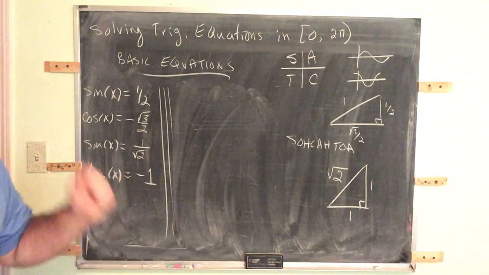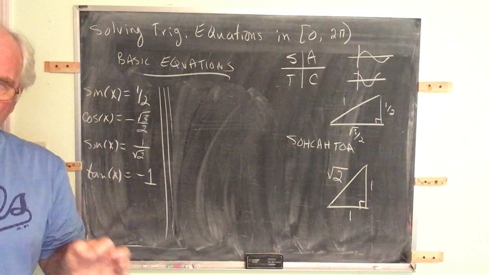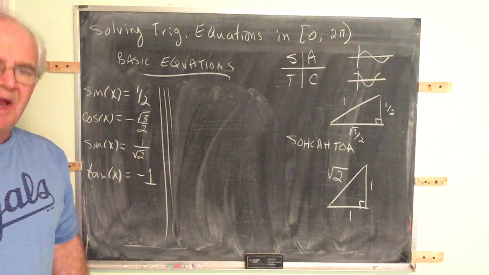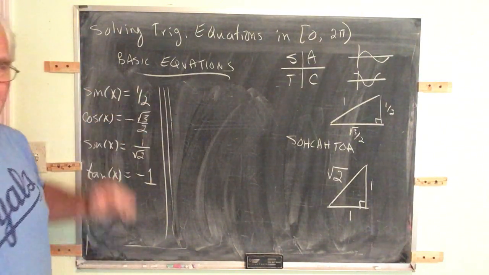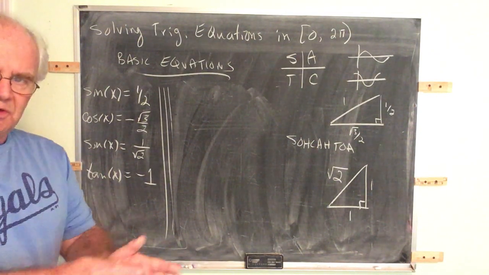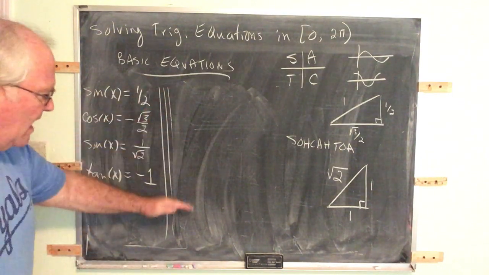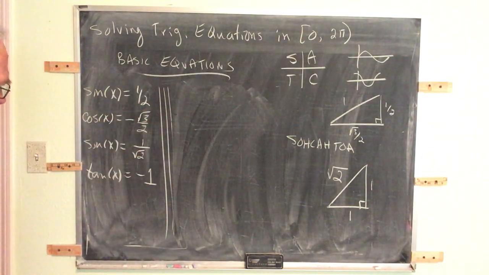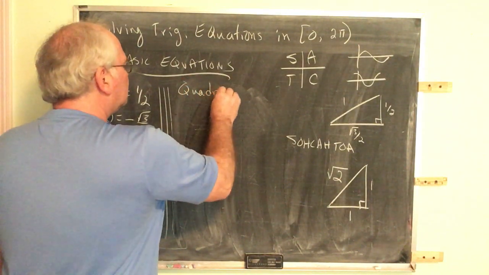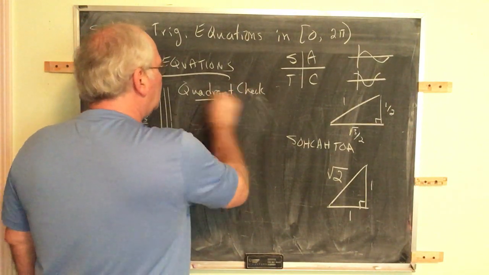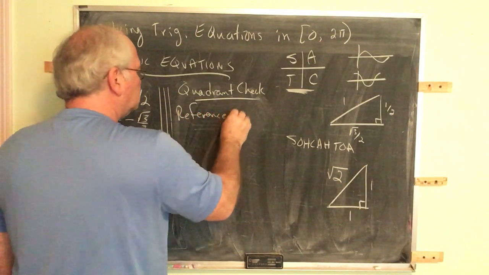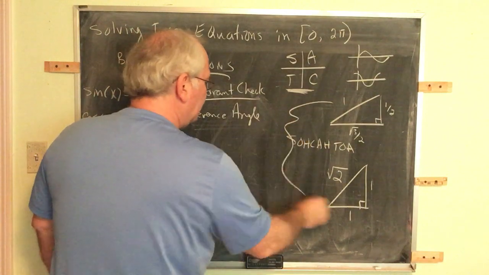All of this, every piece of it, is something you know how to do already. That's why this is the culmination of everything we've done the whole semester. Everything has been aiming toward this topic. All right? So keep your wits about you. All you need to do is get your ducks in a row and keep your wits about you, and you should be able to get through this without too much trouble. The key is quadrant check, which uses this, and then reference angle, which uses this.